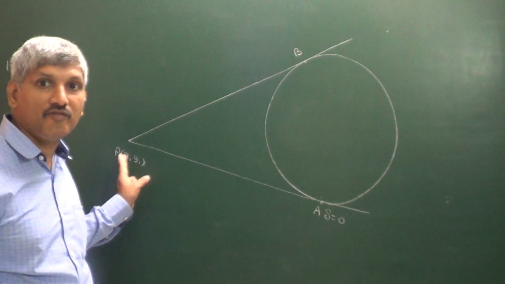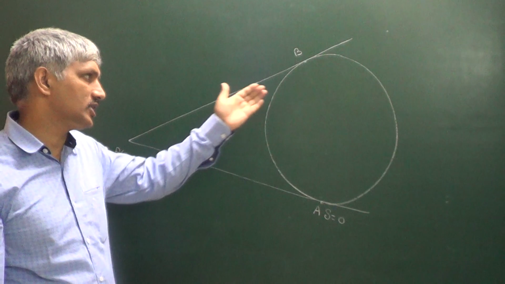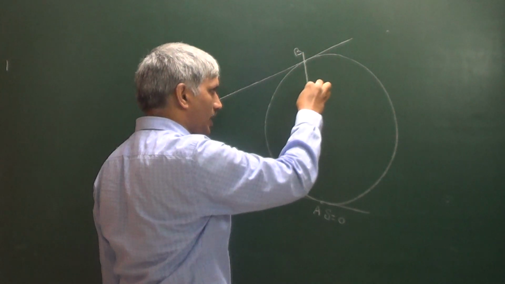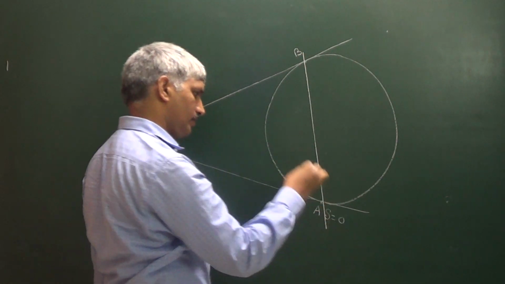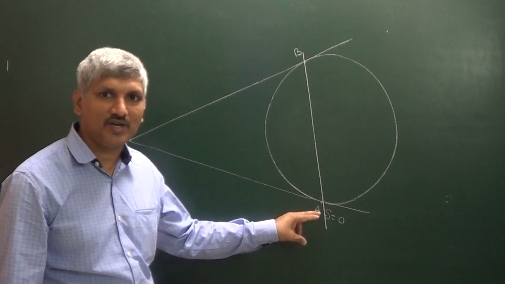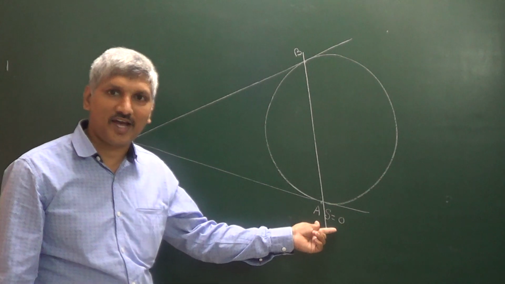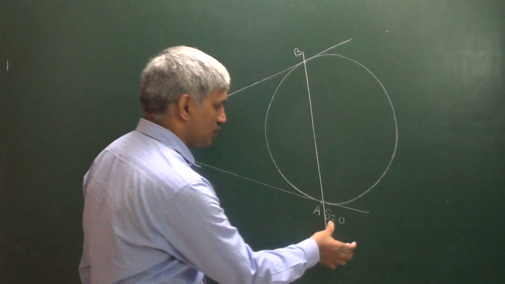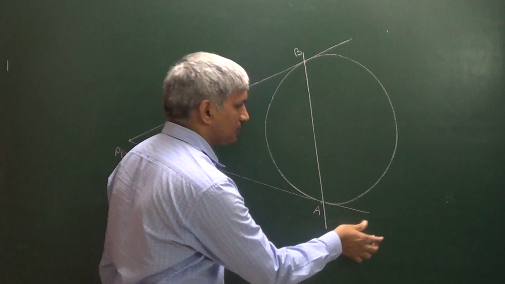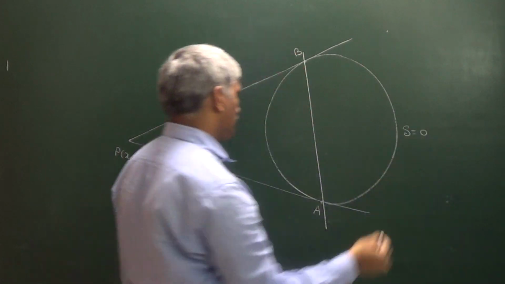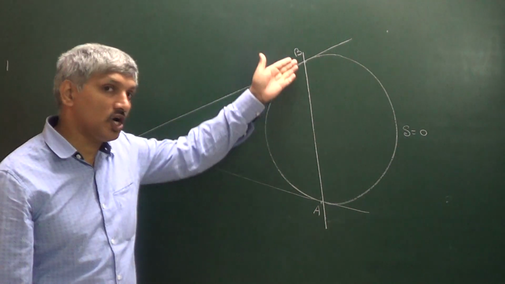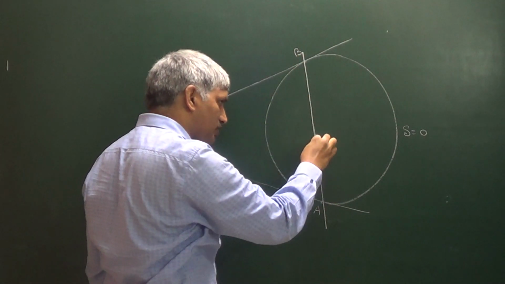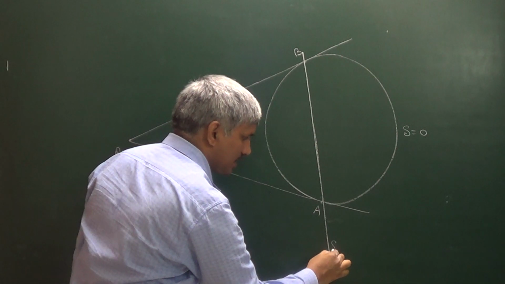From an external point we can draw two tangents. These two tangents touch the circle at A and B. Now this is the chord passing through A comma B. A chord passing through A comma B is called the chord of contact of the point P(x1, y1) with respect to the circle S equal to 0.